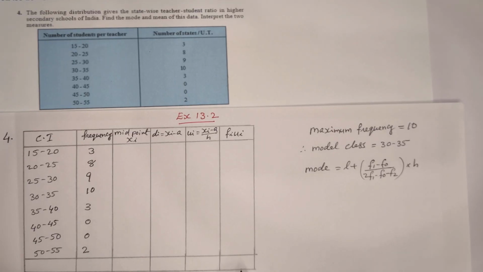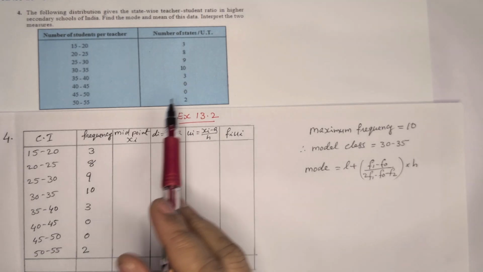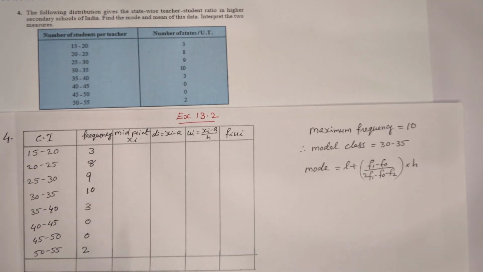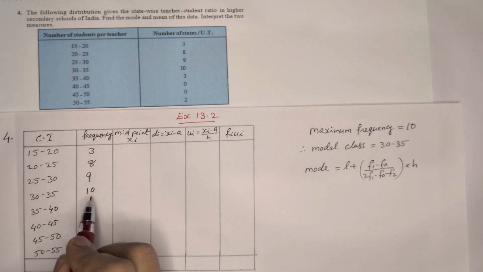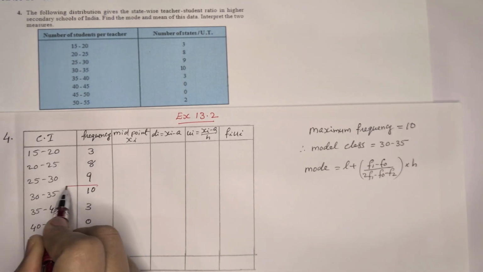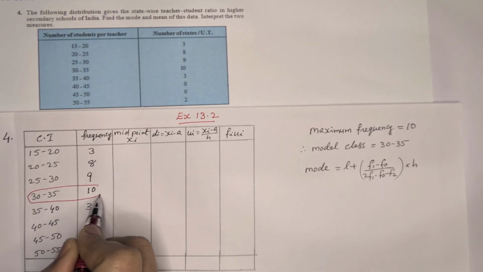Question number 4. The following distribution gives the state-wise teacher-student ratio in higher secondary schools of India. Find the mode and mean of this data. Interpret the two measures. Here, number of students per teacher, that we can take as the class interval, and number of states, that is frequency. Here the maximum frequency is coming 10. So the modal class is 30 to 35.